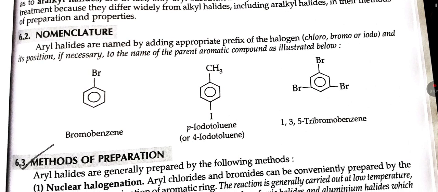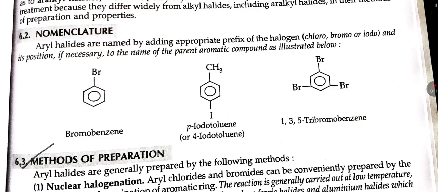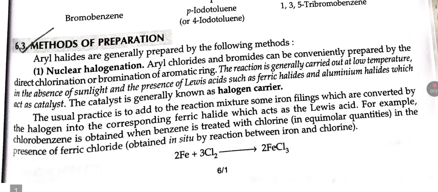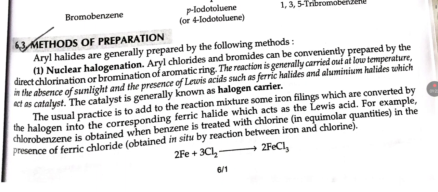Nomenclature. Aryl halides are named by adding the appropriate prefix of the halogen, and its position if necessary, to the name of the parent aromatic compound. Methods of preparation. Aryl halides are generally prepared by the following methods.